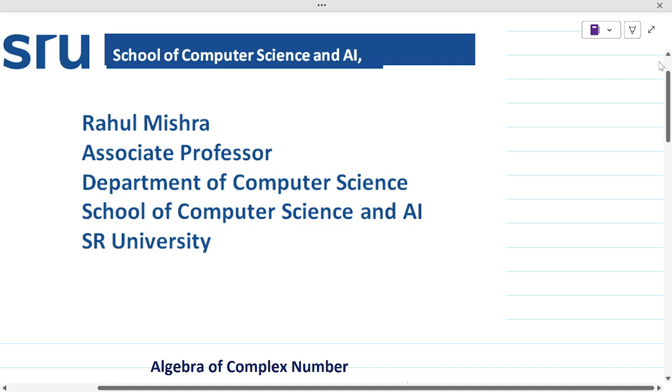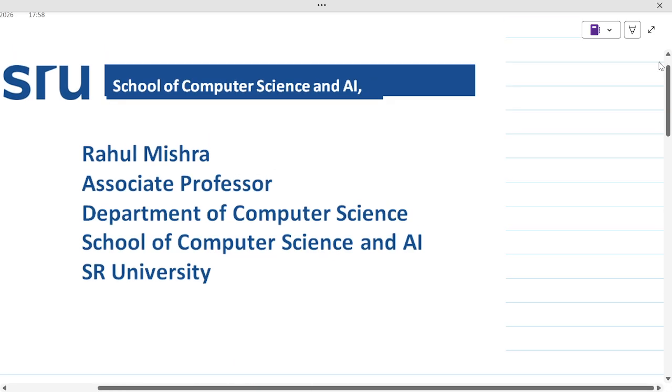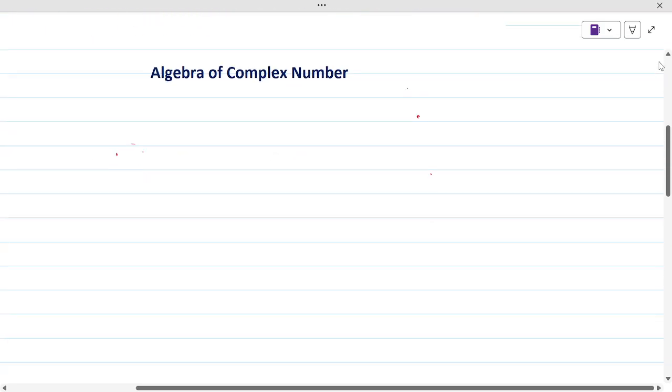Hello everyone. Today we will see the algebra of complex numbers. Let's have any complex numbers z1 equal to a1 plus ib1 and z2 equal to a2 plus ib2. Now, let's discuss them one by one. First, the addition of complex numbers.